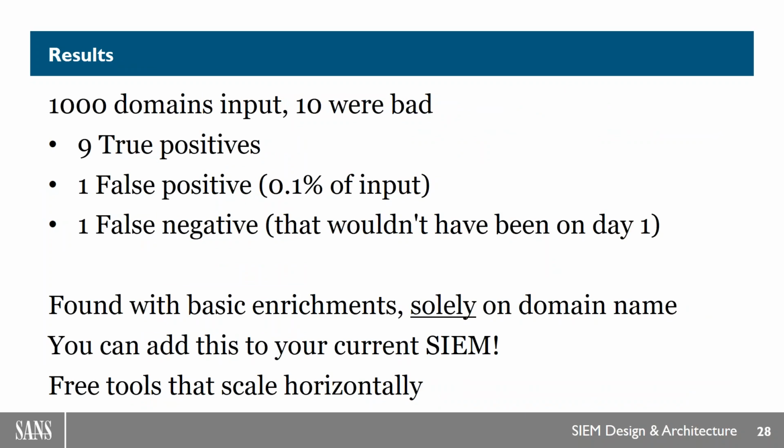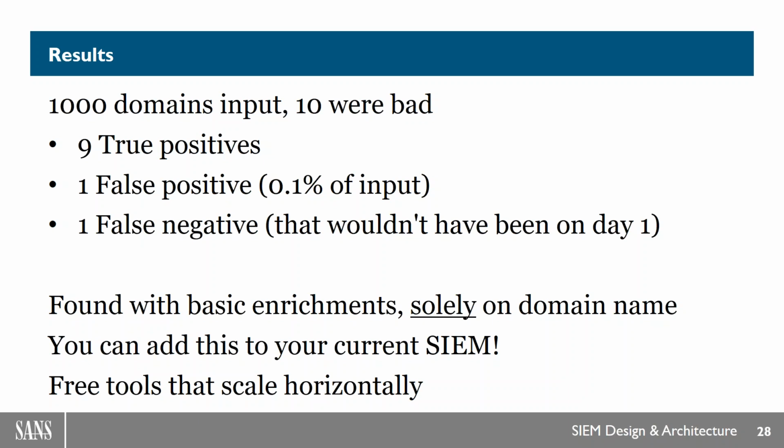So what we have here is 1,000 domains that I had input from my home. 10 were bad, and of those we had 9 true positives. We had 1 false positive, which is 0.1% of input. And remember, that is using basic enrichment based on domain names only. This wasn't looking at anything about the HTTP traffic or kind of traffic. This is purely the domain name. I think that's really, really impressive. 1 false negative too that would not have been on the day that it most mattered. So that's pretty outstanding results, I would say, for just these basic enrichments.